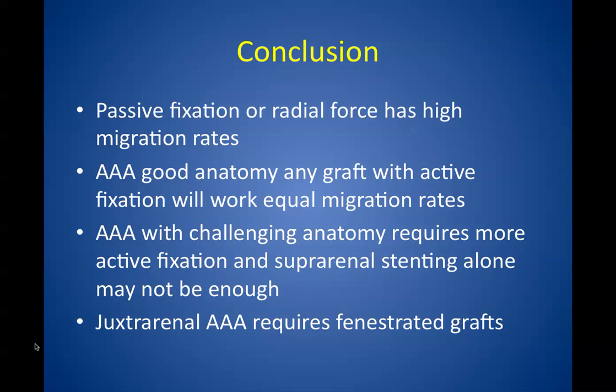So in conclusion, passive fixation or radial force has a high migration rate. I mention it only to really say that we don't use it, condemn it. A AAA with good anatomy, any graft with active fixation will work. The migration rates are pretty equal. An abdominal aortic aneurysm with challenging anatomy requires more active fixation, and suprarenal stenting alone may not be enough. And juxtarenal AAAs require fenestrated grafts.